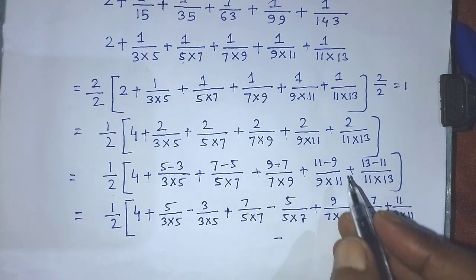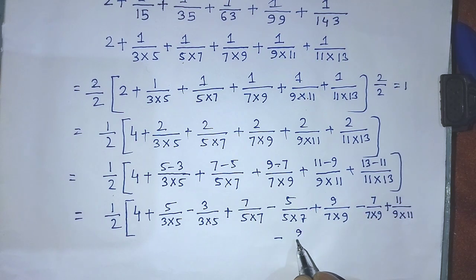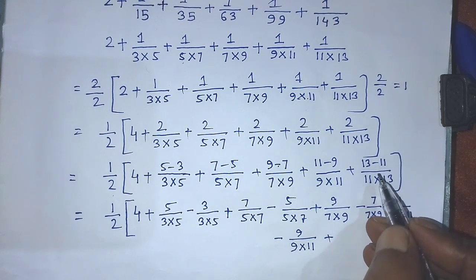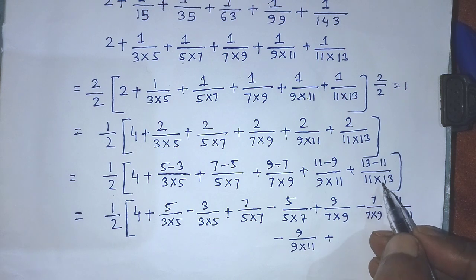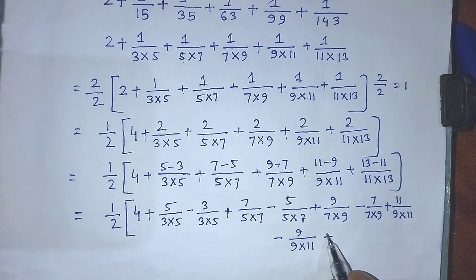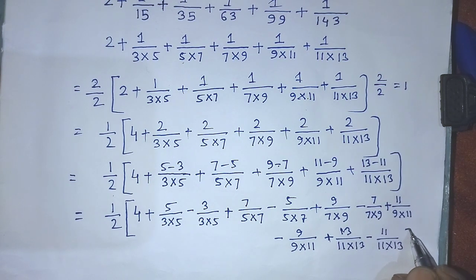minus, see here is the minus sign, so we can write 9 over 9 into 11, plus in the last position here is 13 minus 11 over 11 into 13. So we can write here 13 over 11 into 13 minus 11 over 11 into 13. Okay student, bracket close.